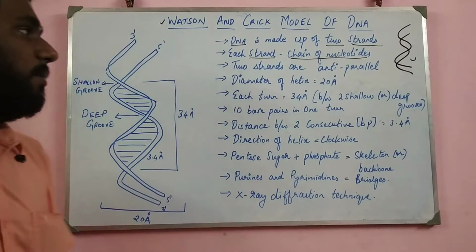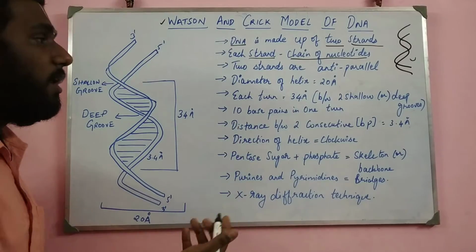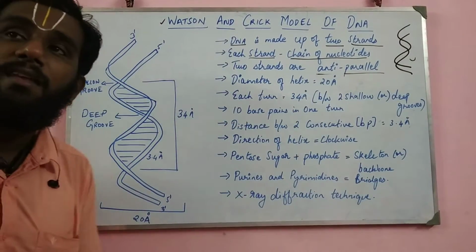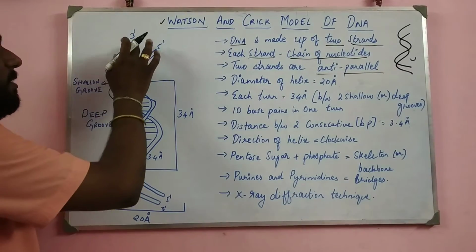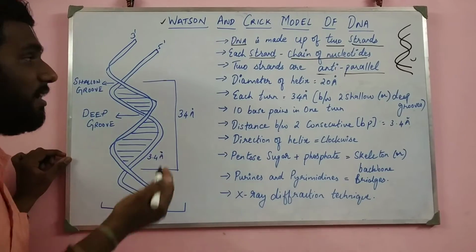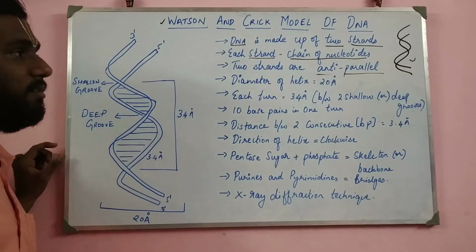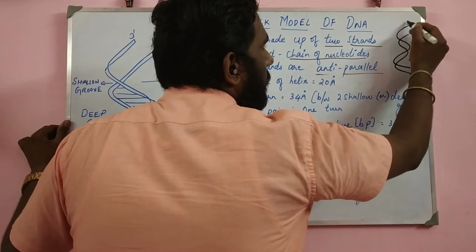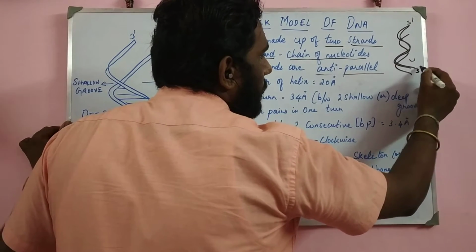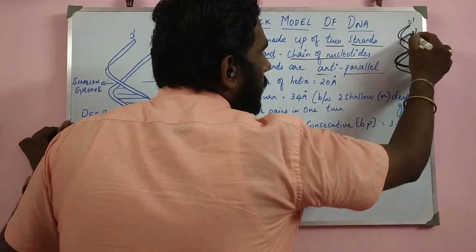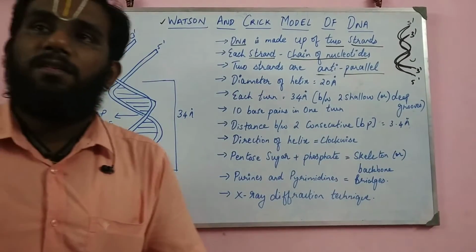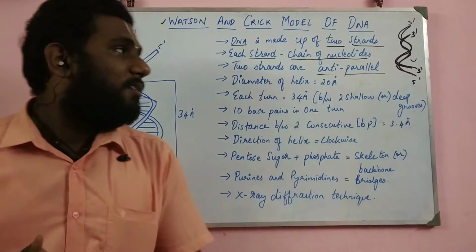The two strands of DNA are anti-parallel. What is the meaning of this anti-parallel? Anti-parallel means when one strand runs from 3' to 5', the other strand runs from 5' to 3'. So to make you understand in a simple way, this is 5' and it runs along the line and comes to 3'. While this end is going to be 3' and this is 5'. So this is what is called the anti-parallel strand.